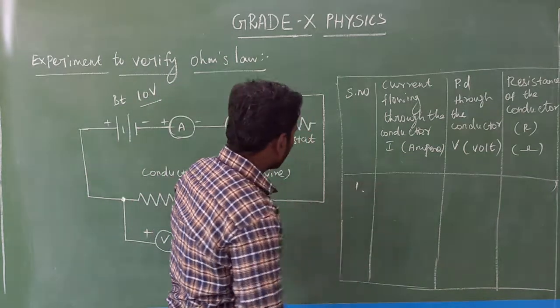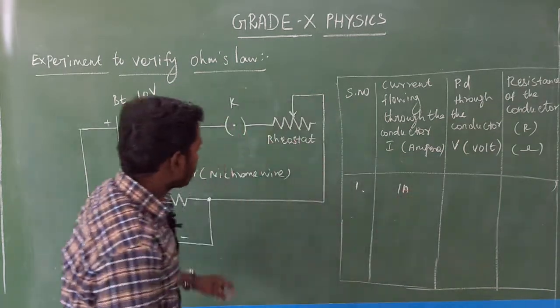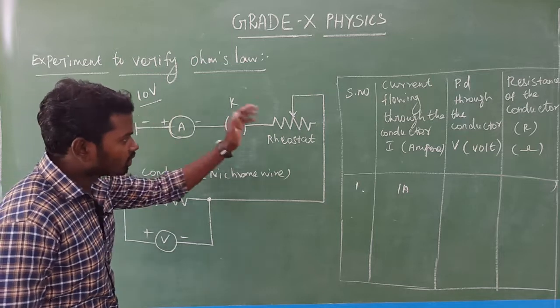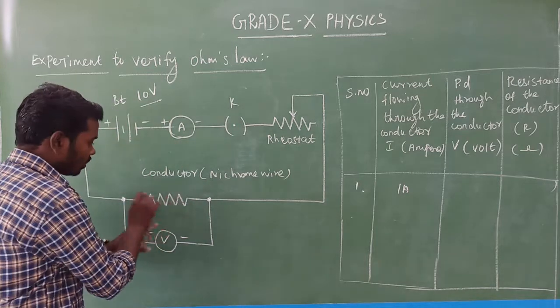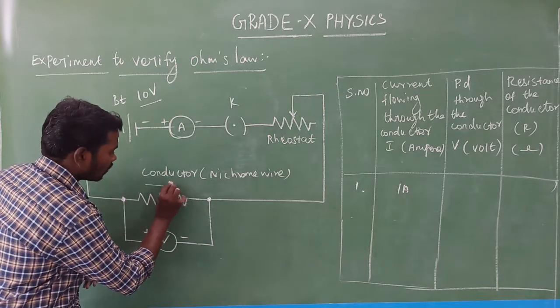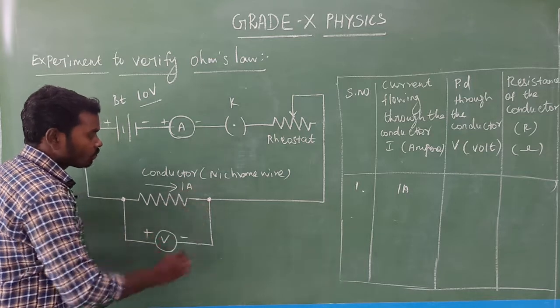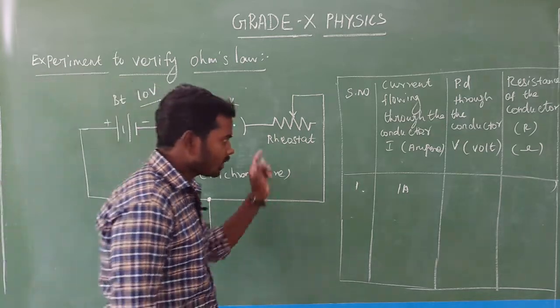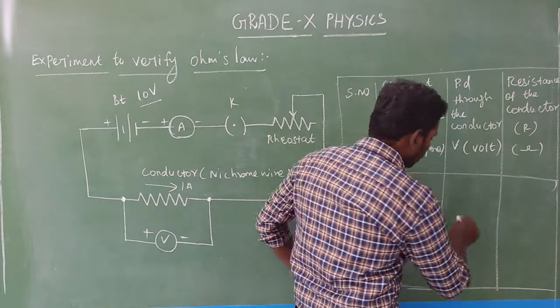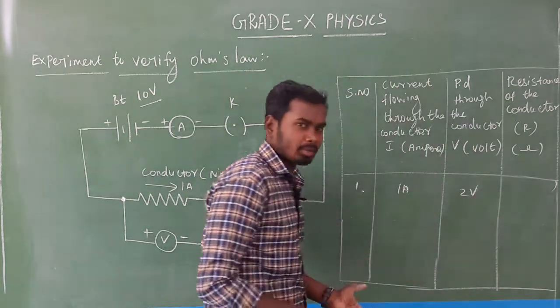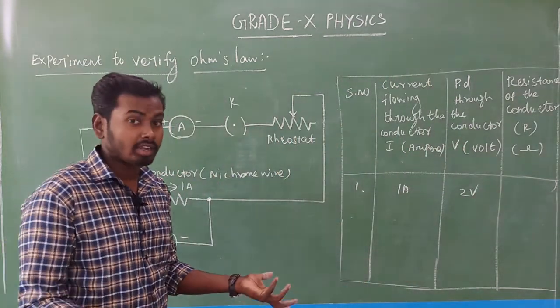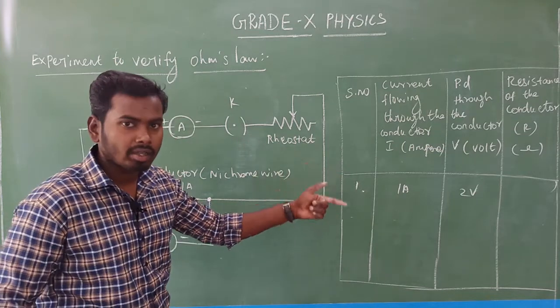Suppose, look at here. Serial number 1. Suppose 1 ampere current is flowing through this conductor, in this circuit. Here the potential difference value will be 2 volt. This is for an example. We cannot predict this exactly. I am writing here only for example.